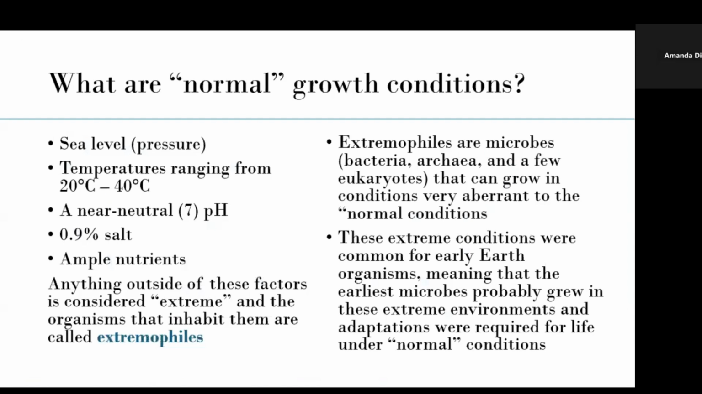All right. So we have to start this off with a discussion of what's normal. What are normal growth conditions? We have designated normal to be sea level pressure, temperatures from about 20 degrees Celsius, which is like in the high 60s, to 40 degrees Celsius, which is like high 90s. Then a near neutral pH, so we want to be close to 7, as close as we can, 0.9% salt content, and lots of nutrients.